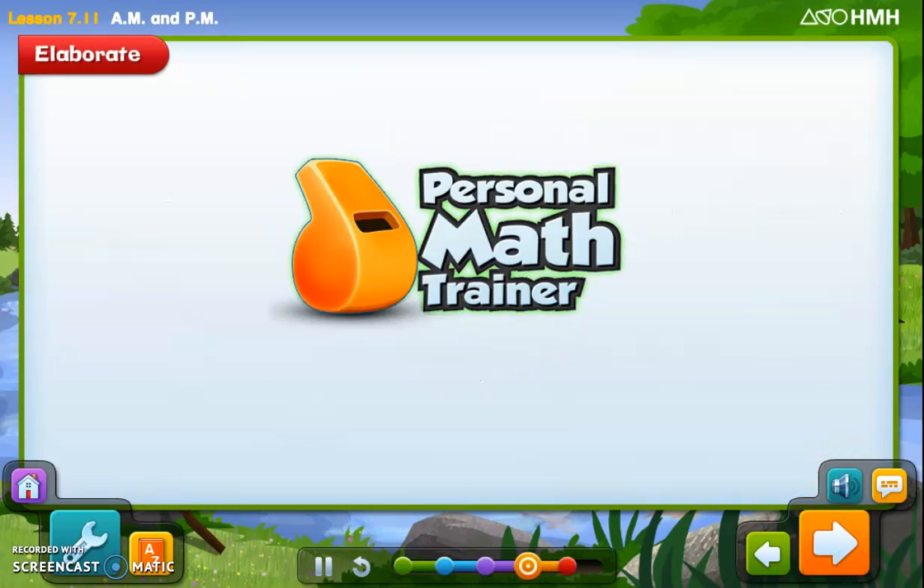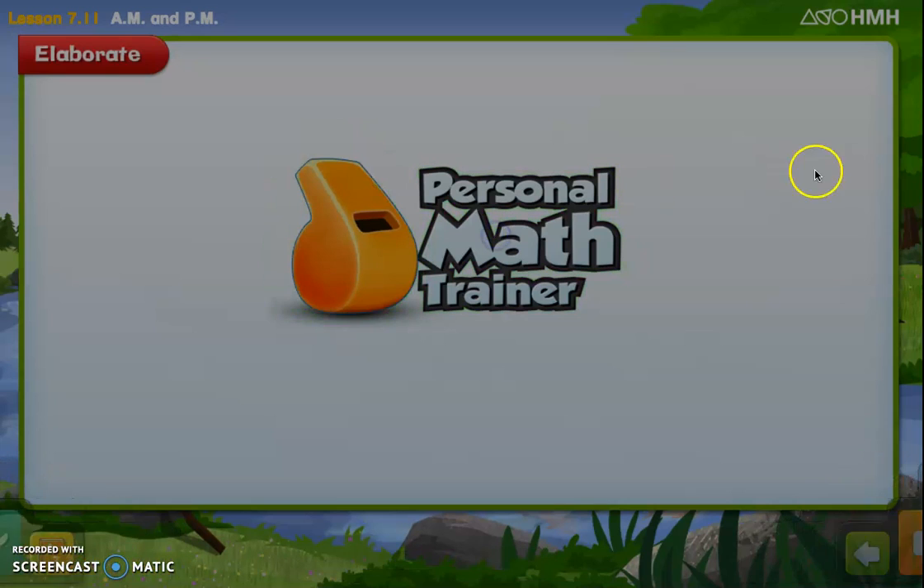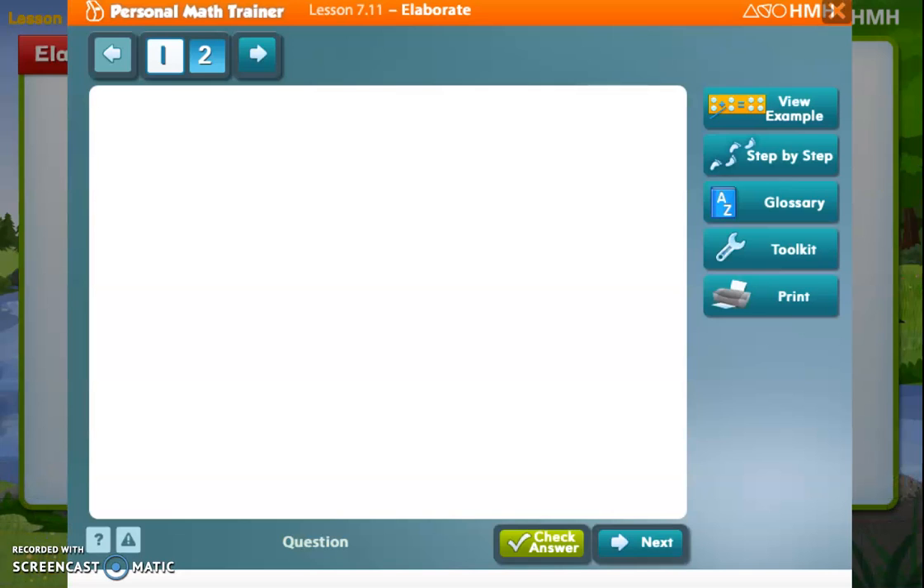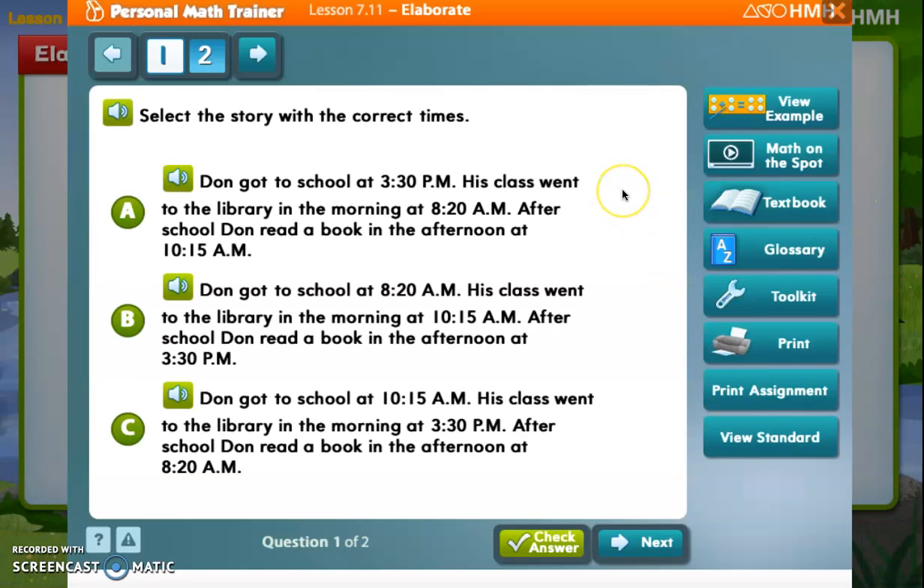Now let's practice with the personal math trainer. Okay, so the first problem says select the story with the correct times. All right, so Don got to school at 3:30 p.m. His class went to the library in the morning at 8:20 a.m. After school, Don read a book in the afternoon at 10:15 a.m.